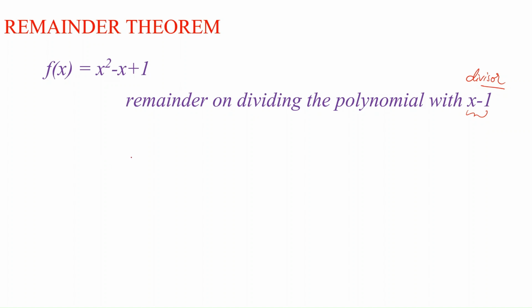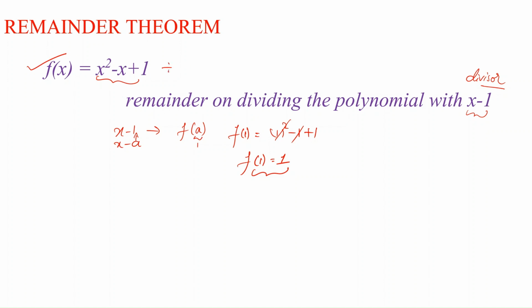As per the statement of the theorem, when x minus 1 is used, we have to do f of a. But what is a here? This is x minus a as per the theorem. So in place of a, we have 1. So we'll substitute 1 here. That is, we have to find f of 1. From the equation, substitute 1, that is 1 square minus 1 plus 1. So these two will get cancelled and f of 1 is equal to 1, which means dividing the expression by x minus 1 will give a remainder equal to 1.